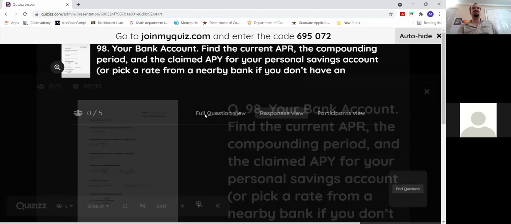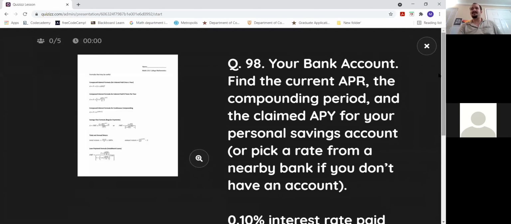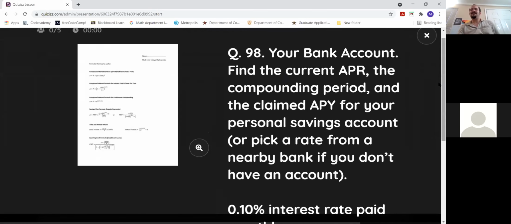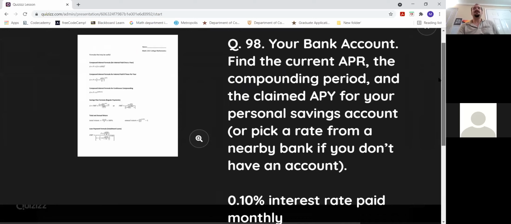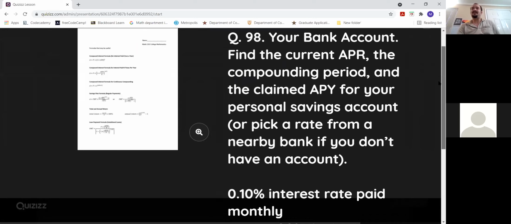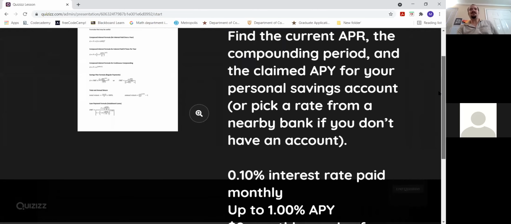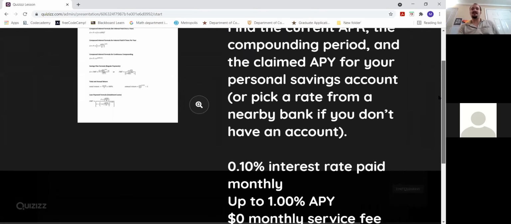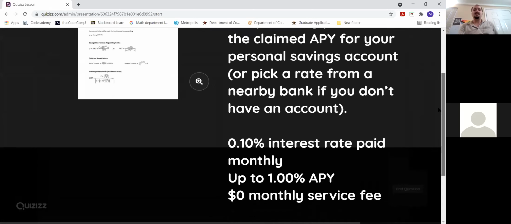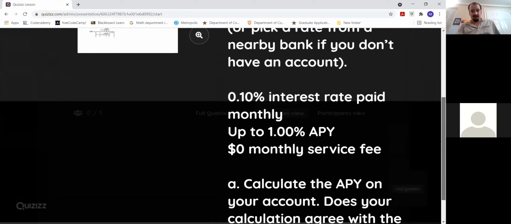Okay, so full question. Next question. I think this might be the last one or second to last one. We're getting pretty close. So your bank account: find the current APR, the compounding period, and the claimed APY for your personal savings account, or pick a rate from a nearby bank account if you don't have one. This is definitely the last one, I remember, because I had to look up some stuff for it.